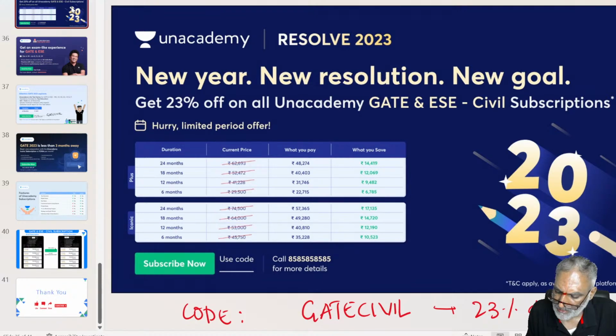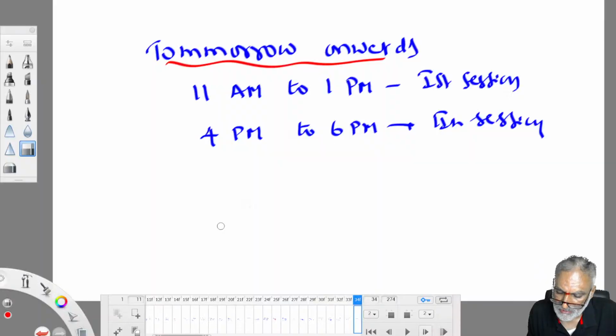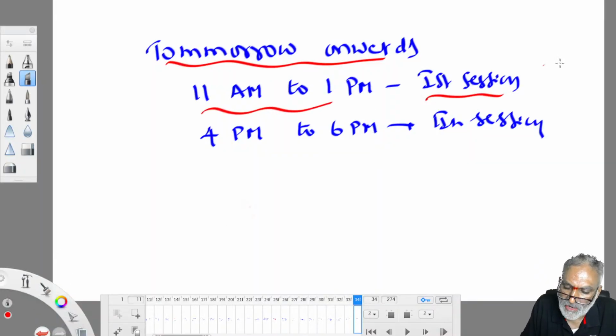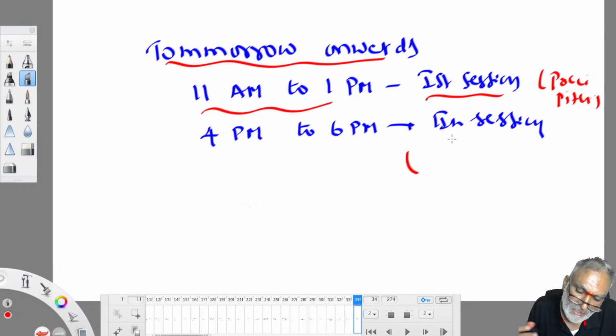Okay then, again we'll meet tomorrow. Tomorrow I'll take two sessions. One session is 11 a.m. to 1 p.m., first session. I'll continue precipitation because so many varieties of problems are there in precipitation. In the second session, I'll try to complete precipitation and start the second topic also. Tomorrow we'll announce, well in advance we'll announce.